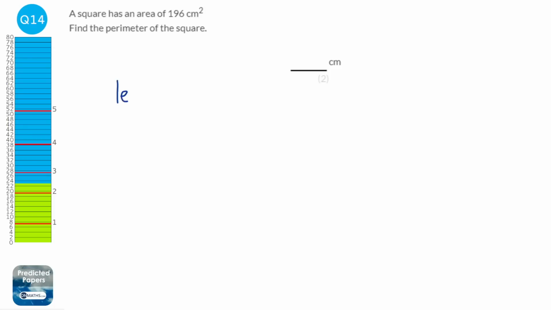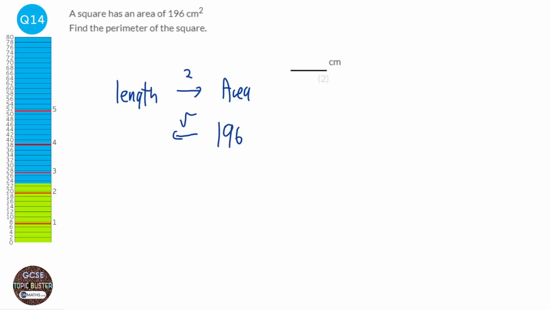To get from the length of a square to the area, we square the length. To work backwards, what we do is we square root, because the inverse of square is square root. So we've got 196 and we're going to square root it to find the length. So we work out the square root of 196, which is what number times itself is 196. And you should learn them from 1 to 15, so you should know all of the square numbers from 1 to 15. So you should know that the answer is 14. So the length therefore is 14.